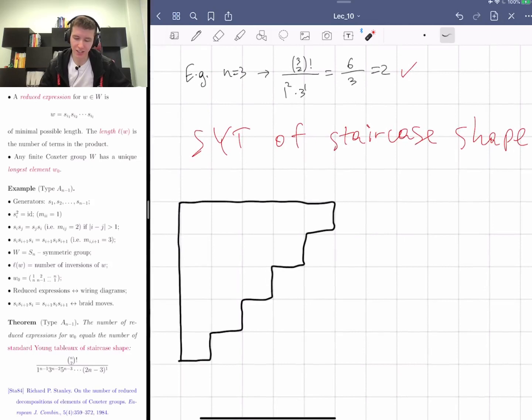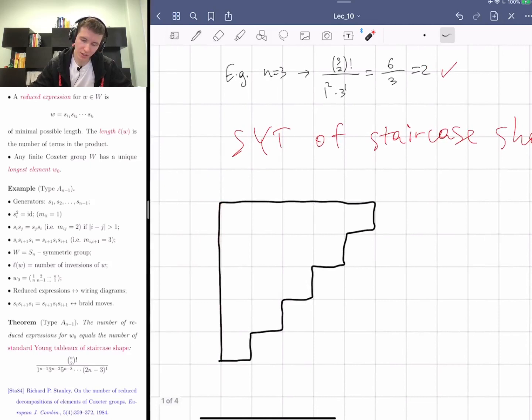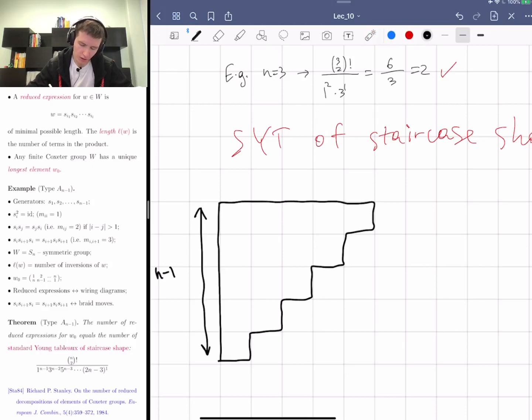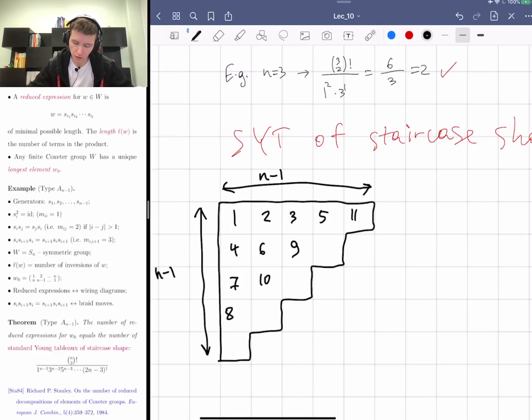So this shape is the staircase shape. In our case, n minus 1 is going to be the height, and the width is also going to be n minus 1. And then a standard Young tableau is, you fill these cells by numbers, and the numbers have to increase right and down. So like 1, 2, 3, 4, 5, 6, 7, 8, 9, 10, 11, 12, 13, 14, 15, where 15 is n choose 2 in this case. And that's it.